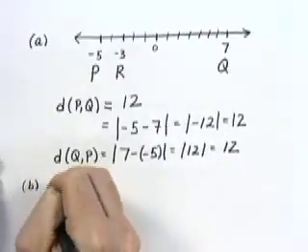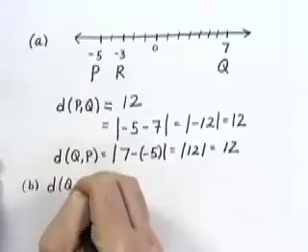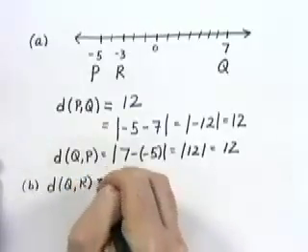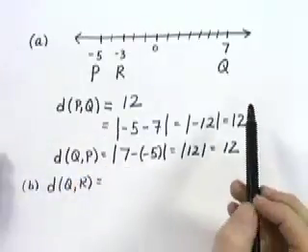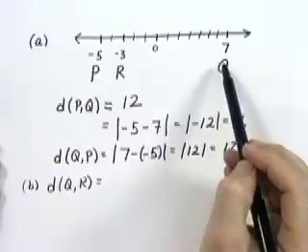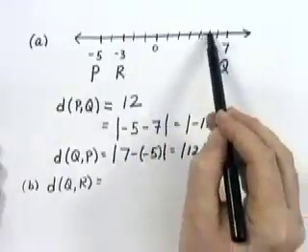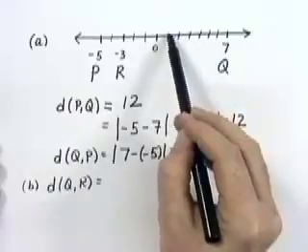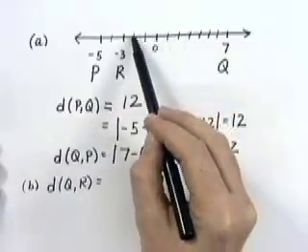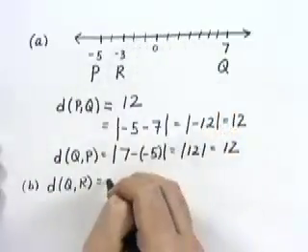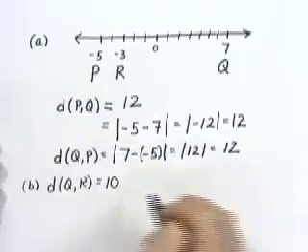Suppose I wanted to find the distance from Q to R. Again, just using pure logic, here I am at Q. How many tick marks do I have to go to get to -3? 1, 2, 3, 4, 5, 6, 7, 8, 9, 10. So the distance from Q to R is 10 units.